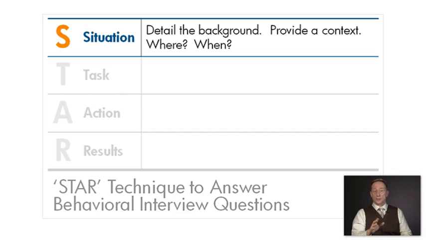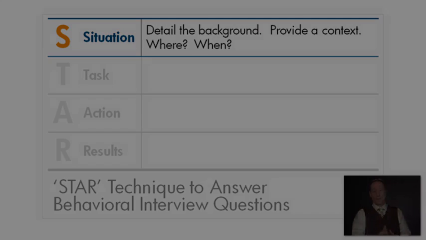The situation does not have to be from work. You can use examples from community service, hobbies, internships, classes, school projects, team activities, really anything. But your examples should be recent. There are organizations that require candidates to give examples of behaviors demonstrated within the last year. That's all the more reason to keep your story file up to date.